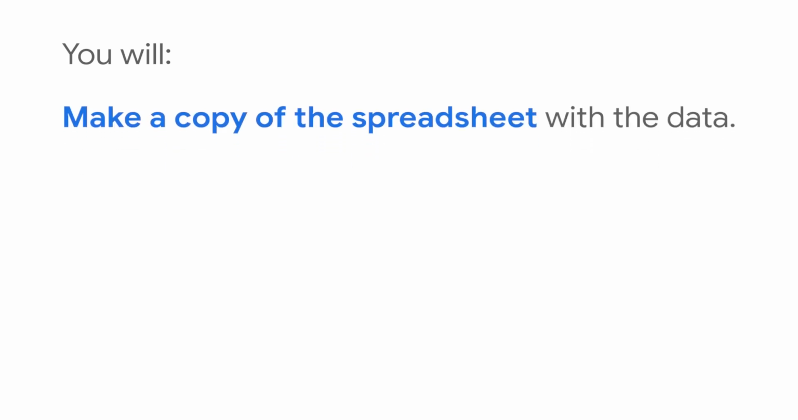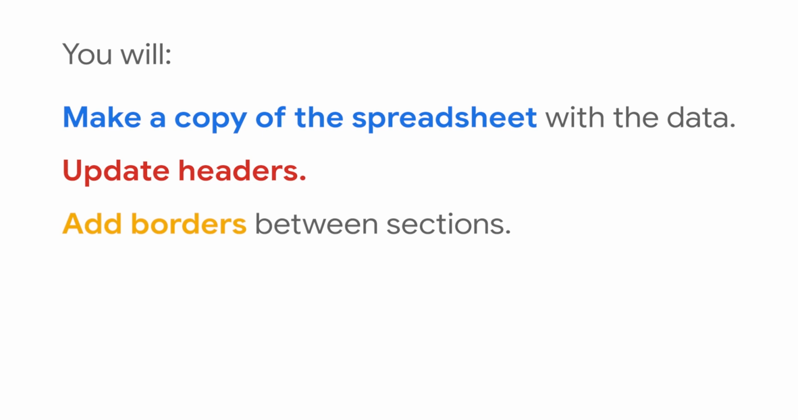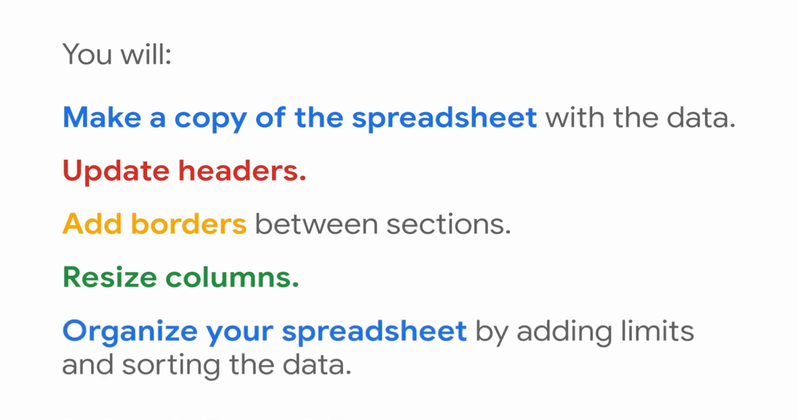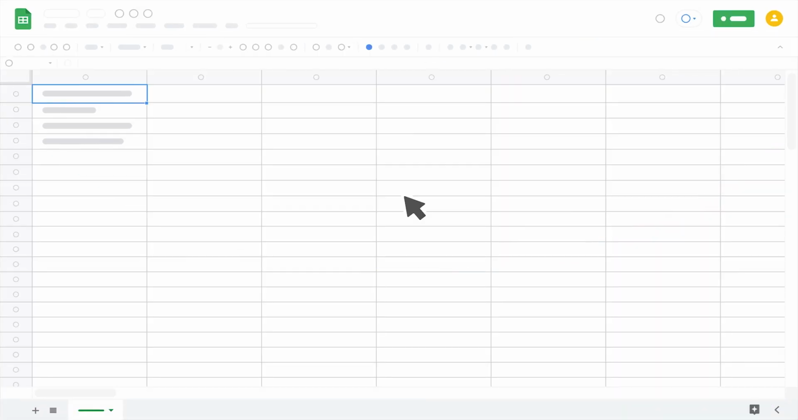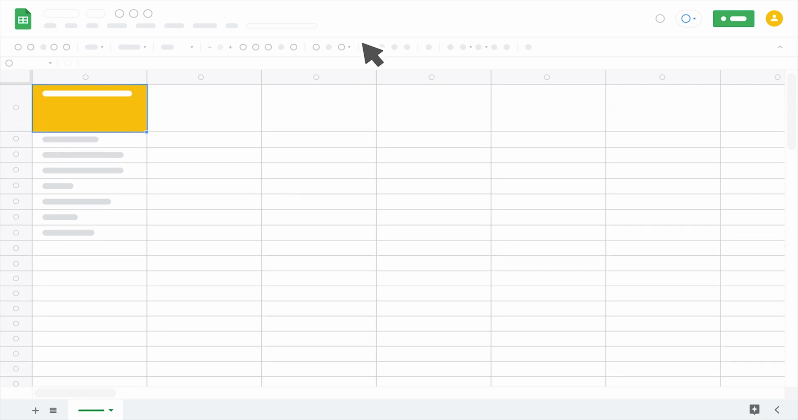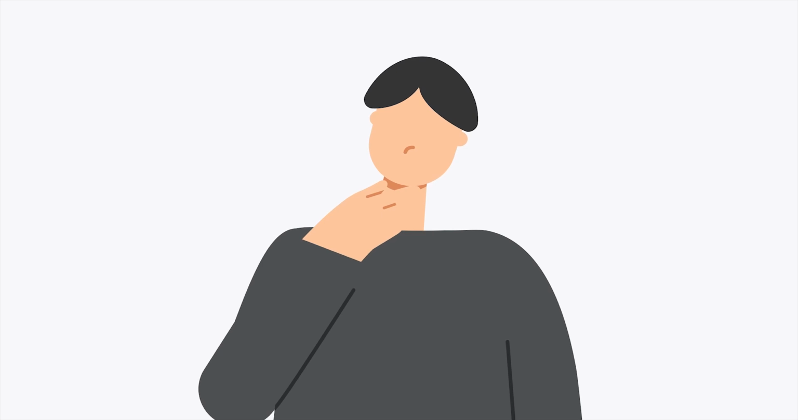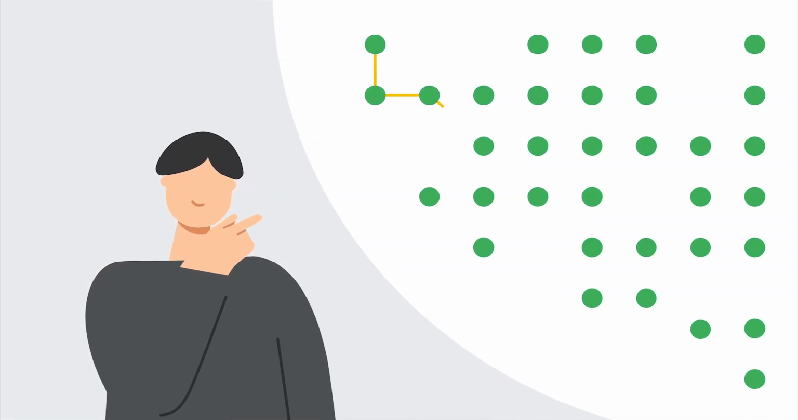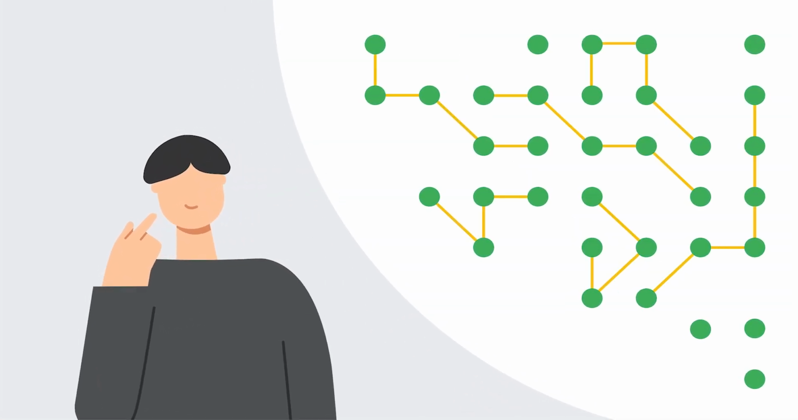To complete this lesson, you will use the data from the fundraiser sales in a spreadsheet. You will make a copy of the spreadsheet with the data, update headers so they are more meaningful, add borders between sections, and resize columns to make the information easier to read. Then, you will organize your spreadsheet by adding limits to what values can be entered in each cell and sorting the data. Customizing your sheet by formatting, editing, and organizing makes it more visually appealing and easier for a team of collaborators to use. While you might not use sales data in your work, the skills in this lesson will prepare you to manage complex spreadsheets for many future tasks.